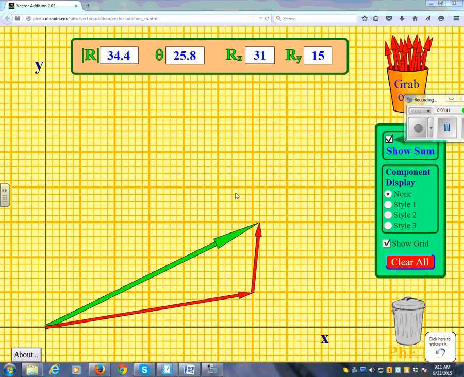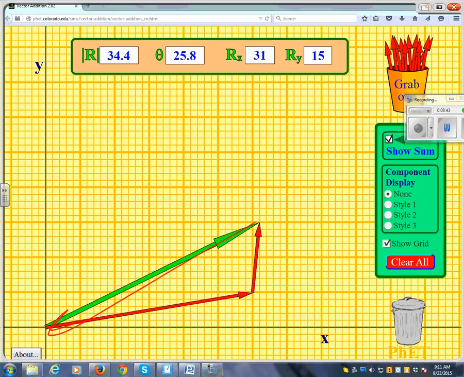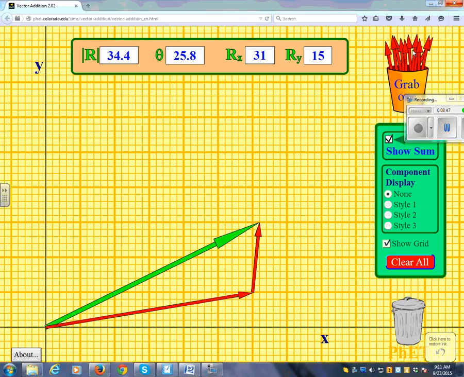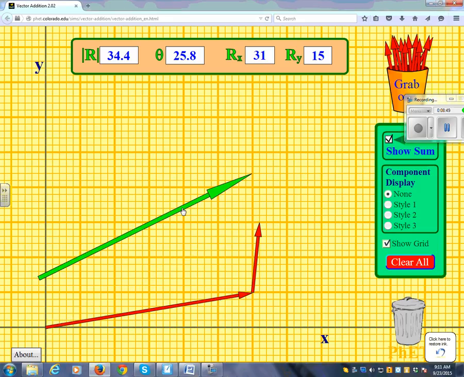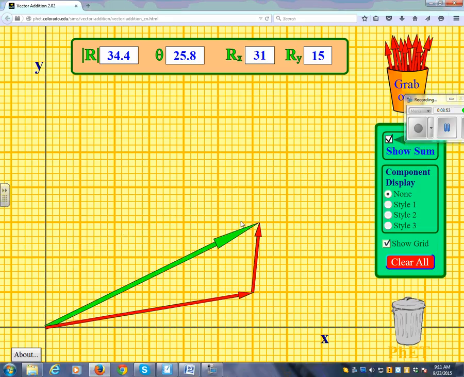This one here isn't tip to tail. Sorry, the green one there. The green one isn't tip to tail. Well, the green one's not supposed to be tip to tail. See how it's tip to tip like that? It's not supposed to be. This is the tip to tail. The ones you add together are tip to tail, and then the result is from where you started to where you ended. Think of it as like a shortcut.